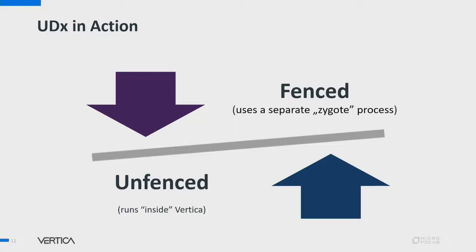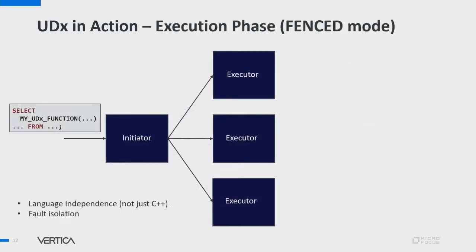So with unfenced UDXs, you have to be very careful, because any problem, any bugs can destabilize the main Vertica process and can crash the node or even the whole cluster. And in the next slide, you will see why. So fenced mode, as I mentioned, is available for C++, Python, Java, and R, but unfenced is only available for C++. So let's see how UDX in fenced mode works.